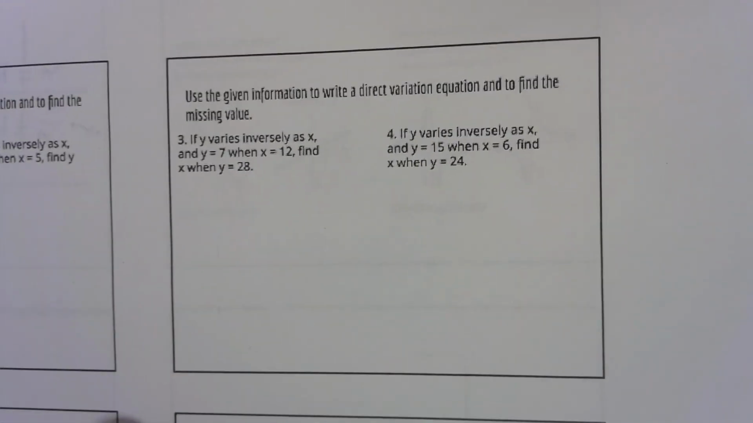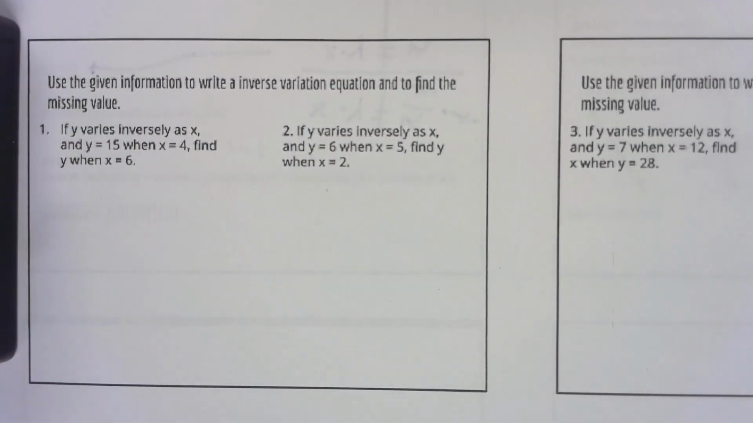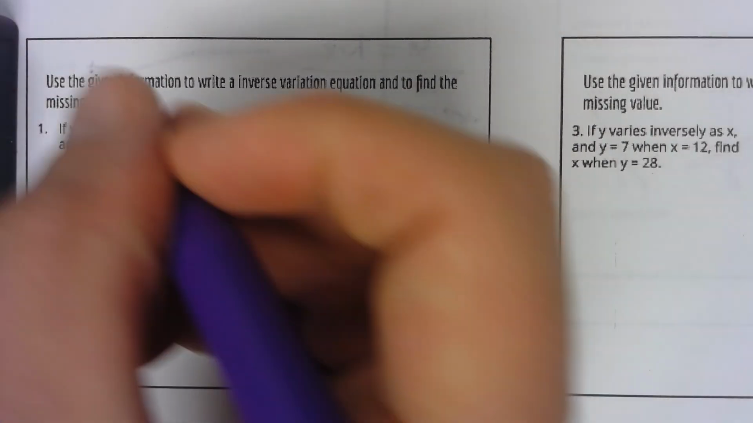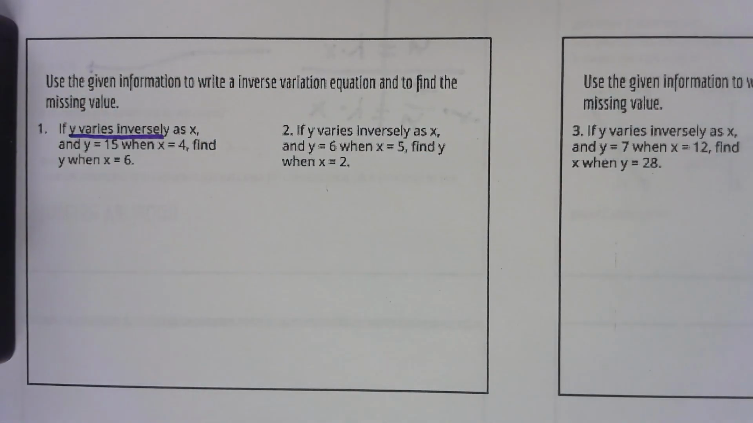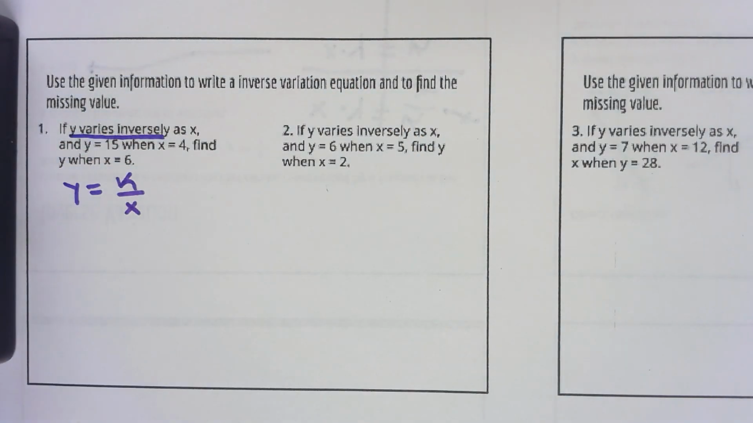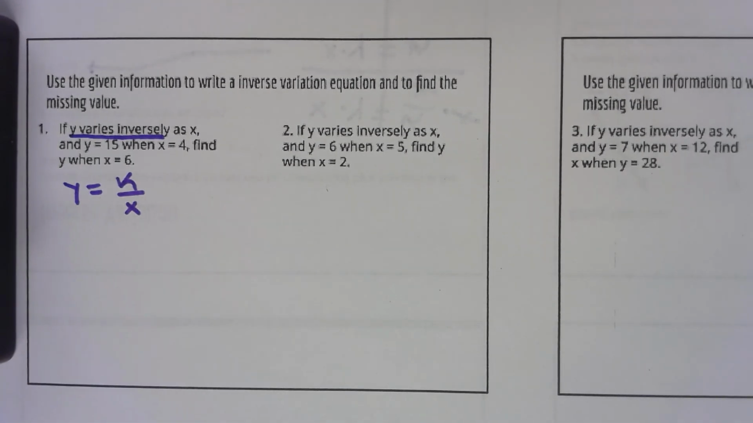Let's jump straight into the problem sets, where they're almost identical to what we did with direct variation. But again, we need to read the problem and recognize what information we are given. It says use the given information to write an inverse variation equation and find the missing value. When I read number 1, it tells me that y varies inversely. As soon as I see that, I'm going to write my inverse variation equation of y equals k divided by x. I really like that being our starting point because the more we write that equation, the more likely we are to remember it.